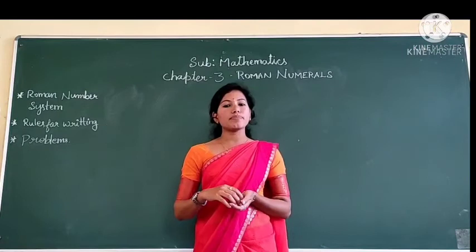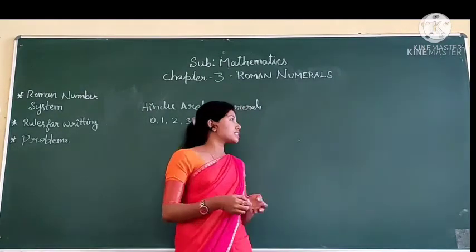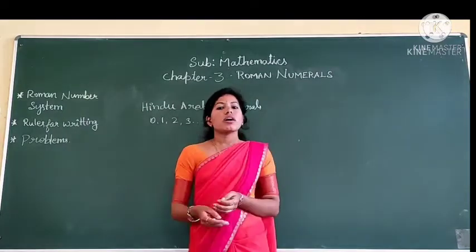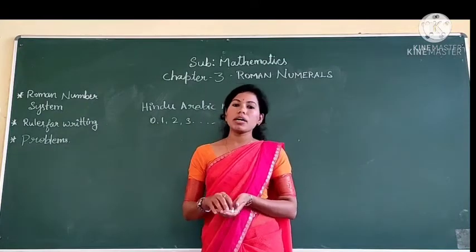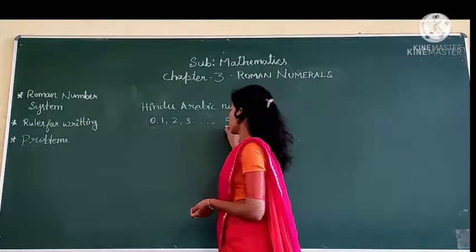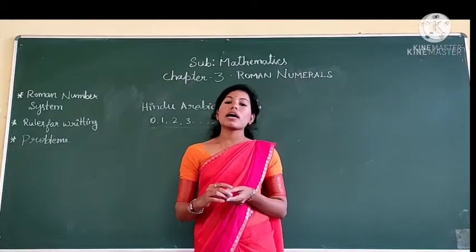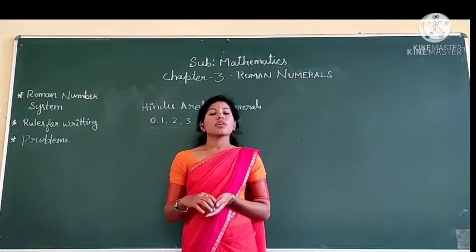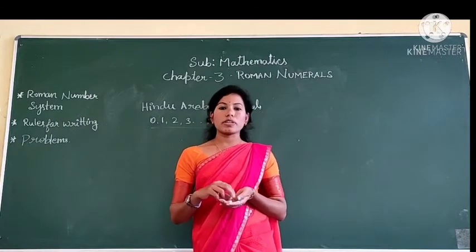Roman number system means, in mathematics we generally use the Hindu-Arabic numerals, that are 0, 1, 2, 3, up to 9. These numbers are used repeatedly to write any greater number. We use only these 10 numbers. But Roman numerals arise from the number system of ancient Rome. They are based on certain letters of the English alphabet.